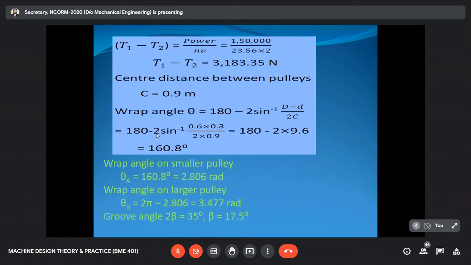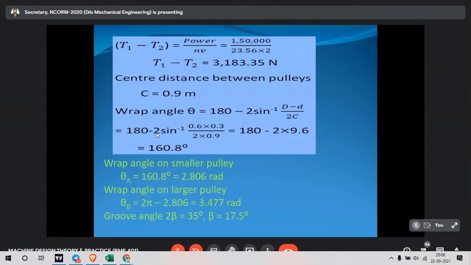P is equal to (T1 minus T2) into V, where of course V will be into NV. So you put it here, (T1 minus T2) power upon NV. Put these values here, so you will be getting the T1 minus T2 as some value here.